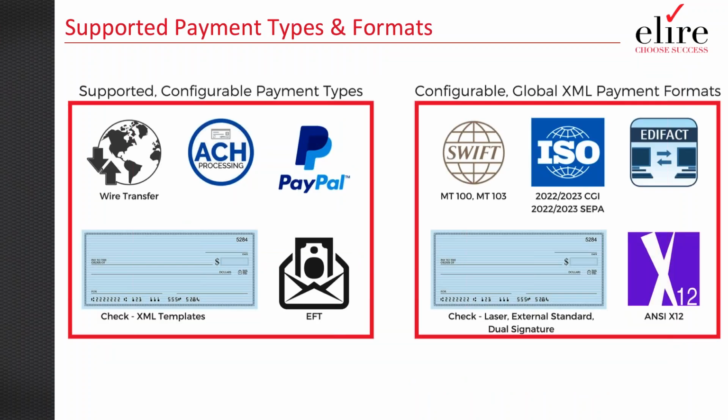Since we've talked all things payments today, we want to quickly talk about the supported types and formats that Oracle Cloud delivers as far as seeded types and formats. We have the pretty traditional payment types that are seeded and delivered out of the box: the traditional wires, ACHs, EFTs, checks. I don't think too many of us pay via PayPal these days when it comes to treasury or AP payment functionality, but that is available.